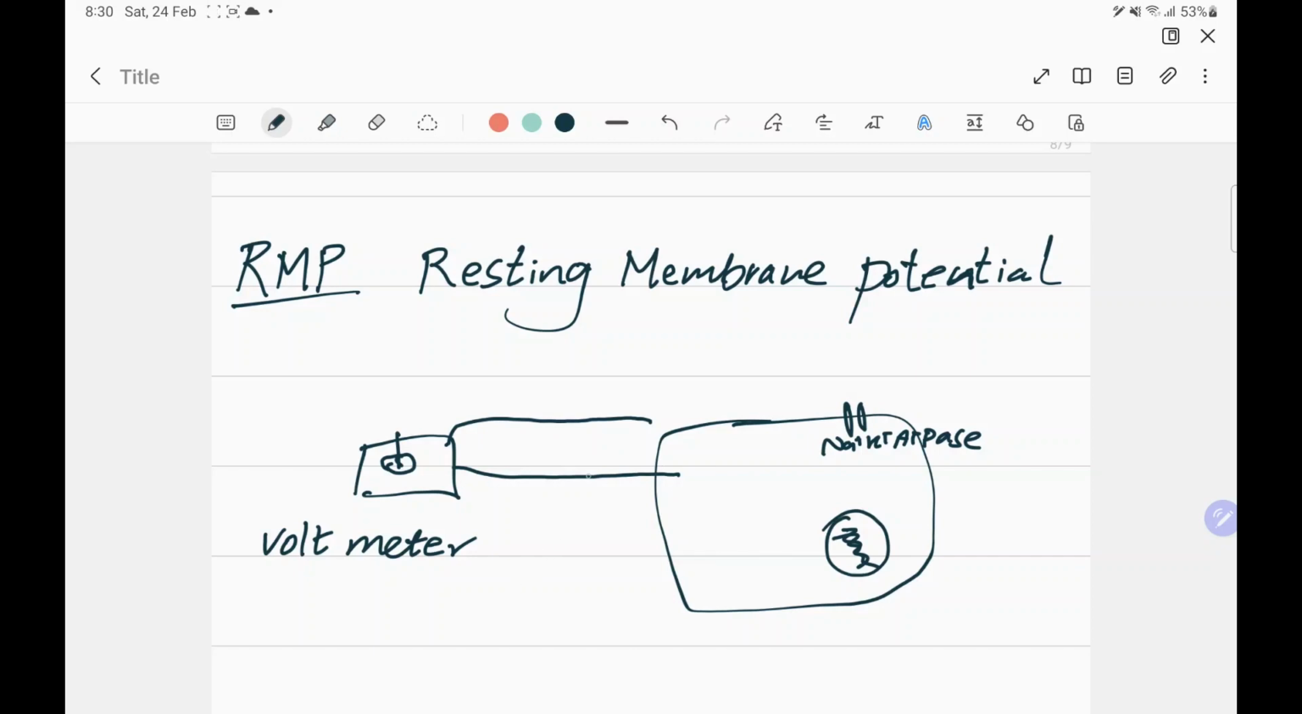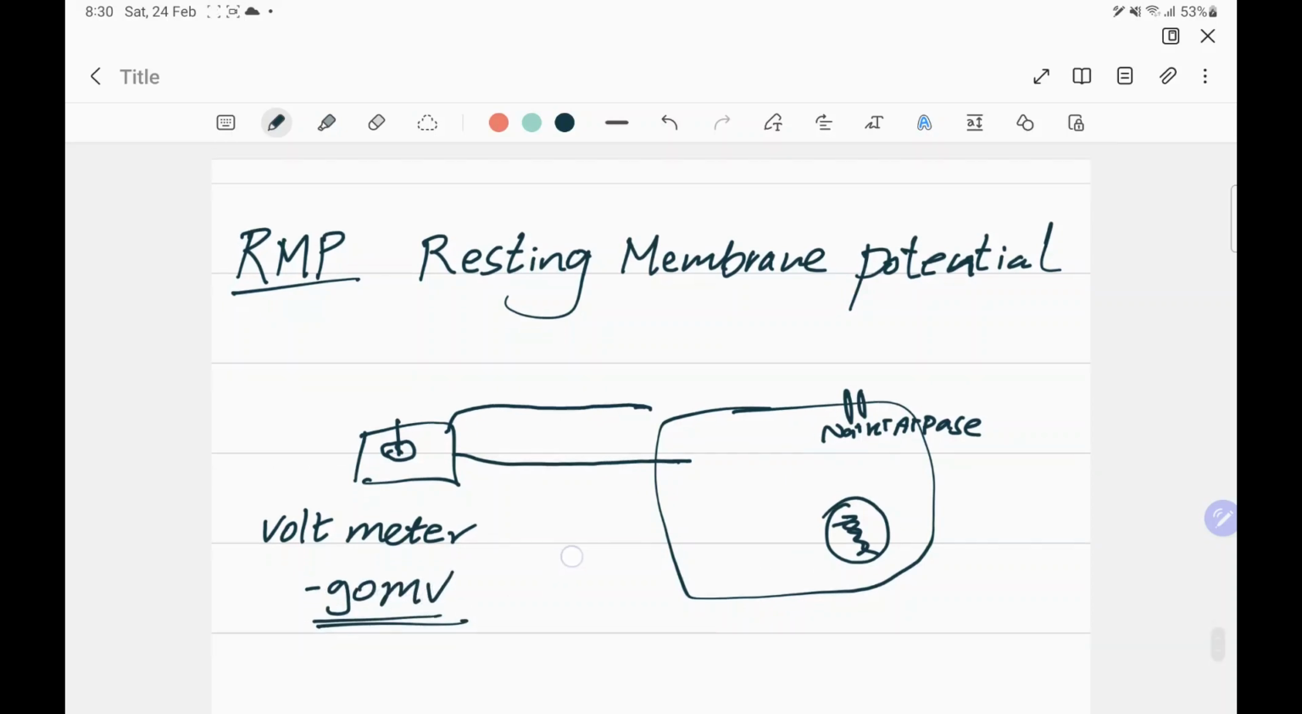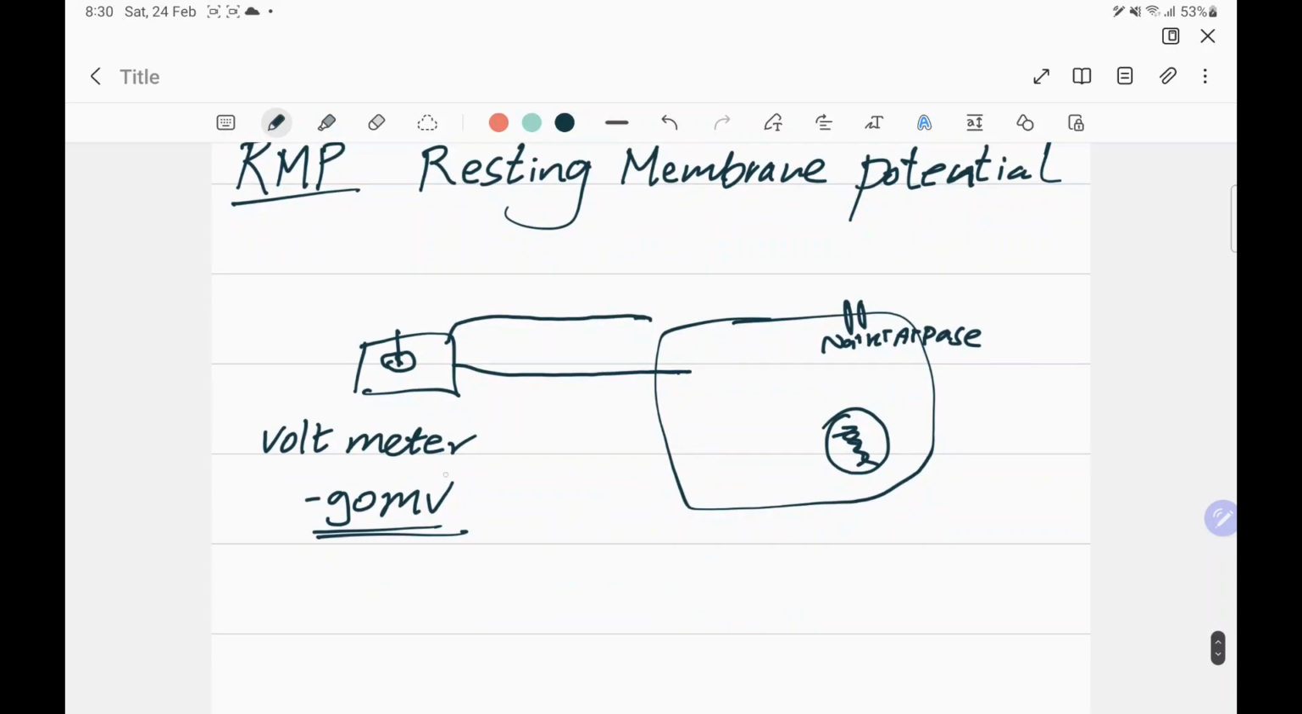So what does that mean? If you took these microelectrodes, put one inside the cell and one outside the cell, you will get a value mostly of minus 90 millivolts. That is to say that in most of your living cells, the inside of the cell is minus 90 millivolts compared to the outside. So you could say that the outside would be 0, for example, but then the inside is minus 90 millivolts. So there is this potential difference that exists across the cell membrane.